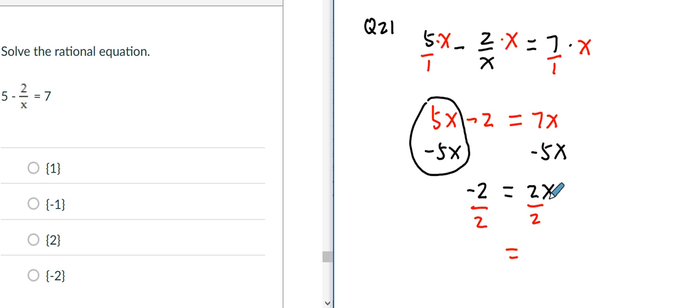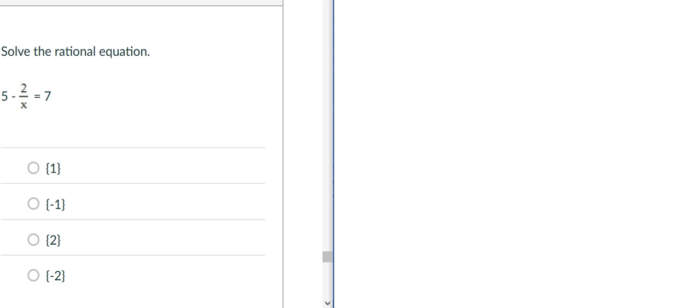I have an x left. 2 divided by 2 is 1. 1 times x is x. So the left-hand side is negative 1. x is negative 1. That's the second choice. Okay.